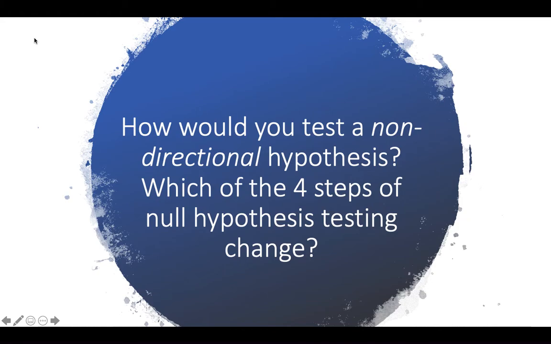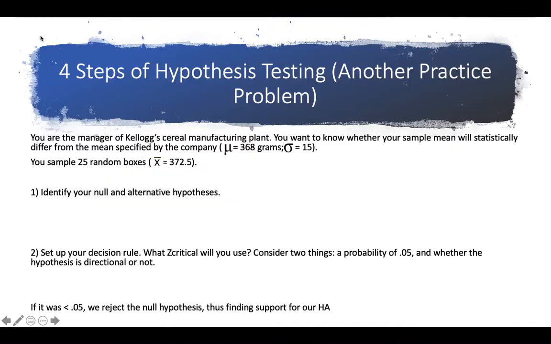Up to this point, we've only been conducting z-tests on one-tailed tests, right, with directional hypotheses. We suspected that our sample mean was greater than that of the population. So how would we go about testing a non-directional hypothesis? Which steps do you think are going to change in our 4 steps of null hypothesis testing? Take a look at an example of a two-tailed test.